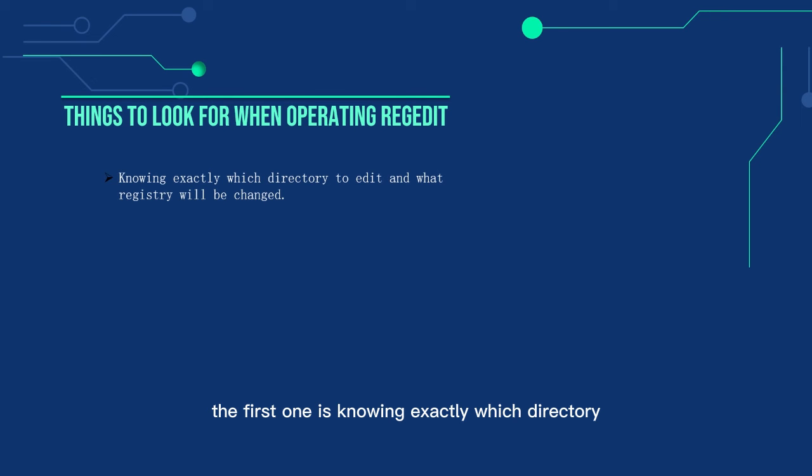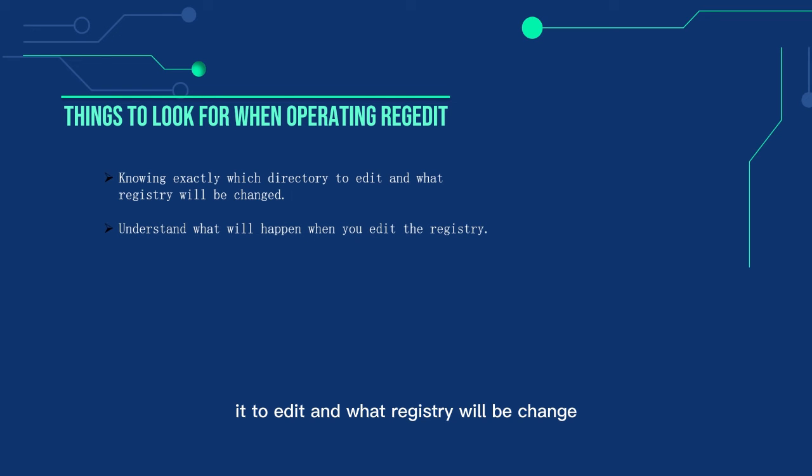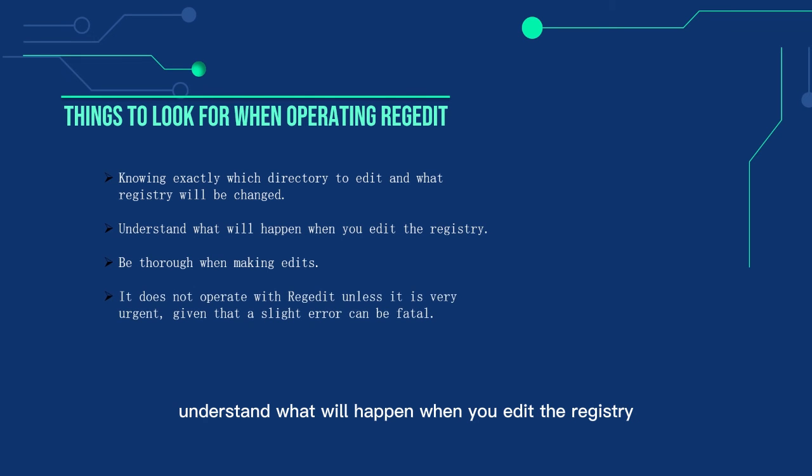The first one is knowing exactly which directory to edit and what registry will be changed. Understand what will happen when you edit the registry. Be thorough when making edits. And the last one, do not operate with Regedit unless it is very urgent, given that a slight error can be fatal. So, that was some information about functions and understanding Regedit.